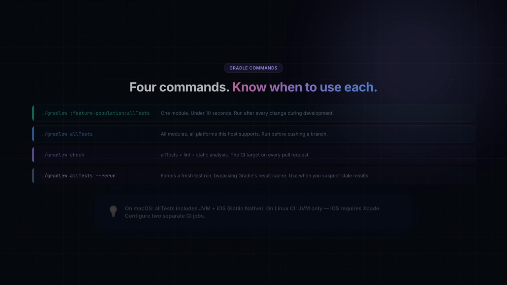The second is check, which runs all checks. The third scopes down to one module, feature population, all tests. Run this while working on a single feature to get sub 10-second feedback. The fourth is build, which compiles everything but skips the full check pipeline. For CI, the recommended target is check on every pull request. For local development, run the single module test command after each change, then the full check before pushing.